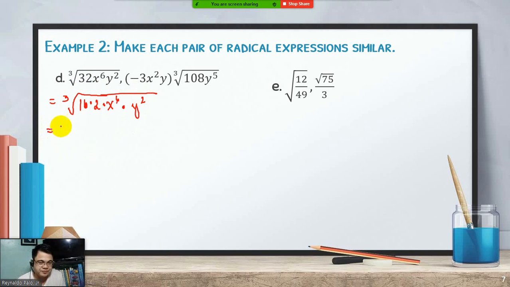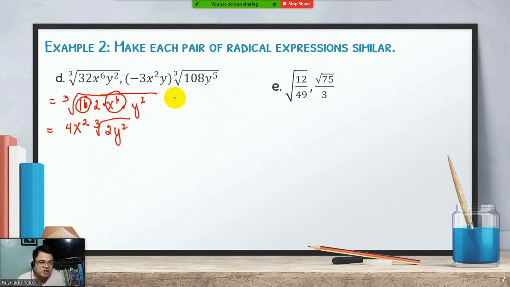Next, cube root of 16 is 4. Then cube root of x raised to the 6th power is x squared. Okay, and then cube root of 2y squared. Sorry for that. I apologize. Next, let's have the second one.